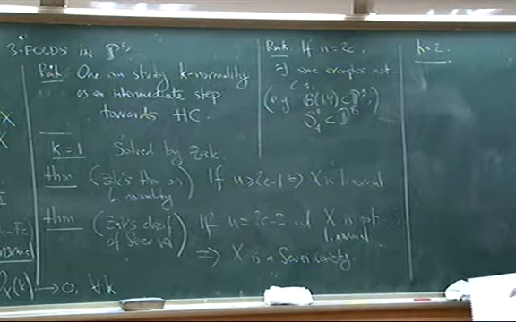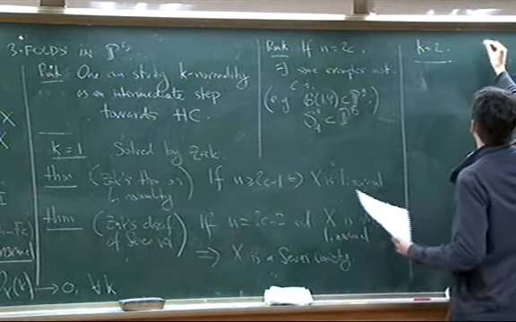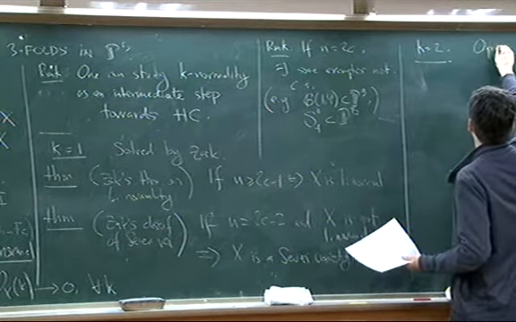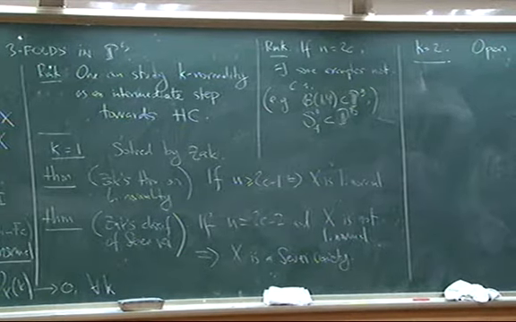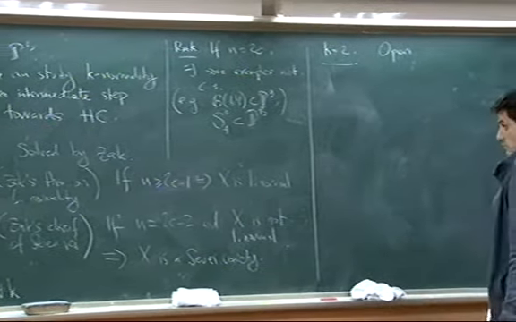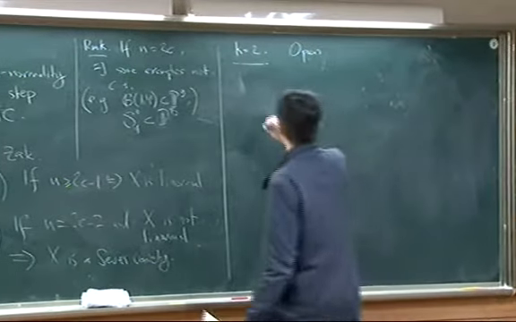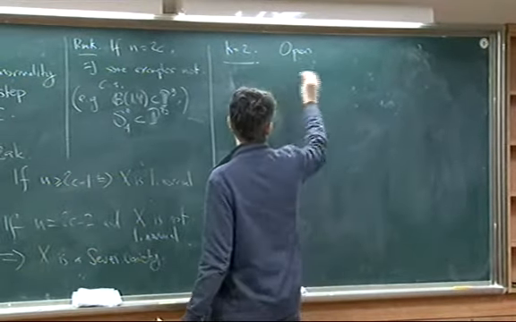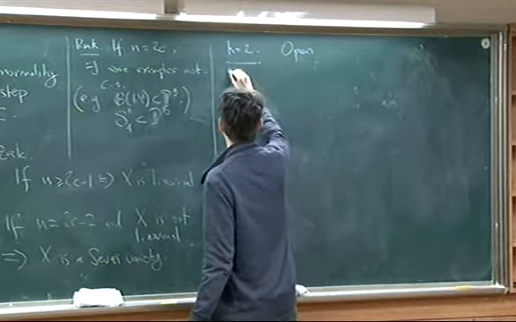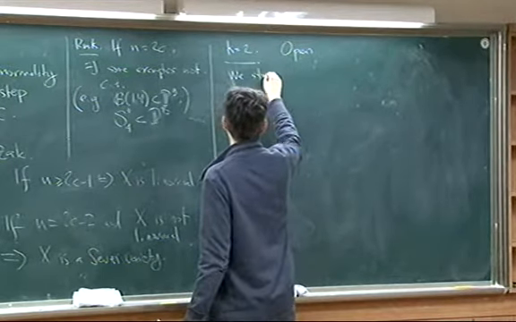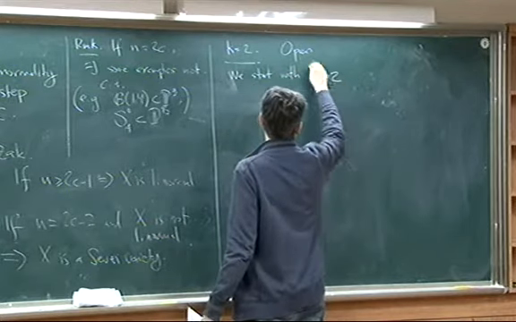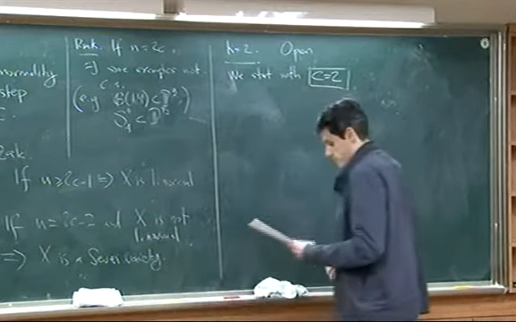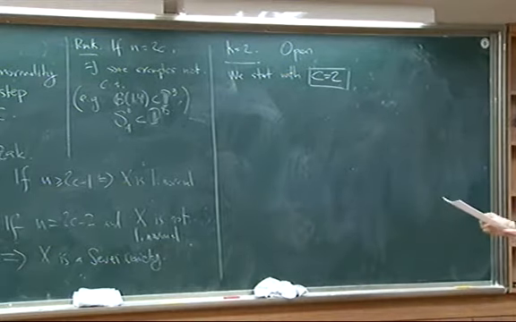For quadratic normality, this is almost open. I mean, it's open. There are no results so complete like this. So maybe it's better to start with the first case. We start with the case c equal to 2.